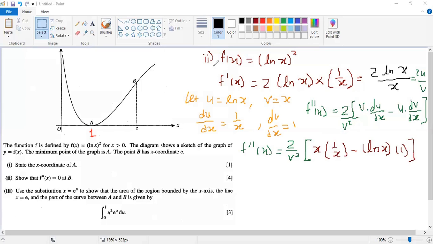Okay, so to show that this becomes 0 at B, let's just put this as 0 and then we try to solve it. It's obvious that the denominator cannot be 0 and it doesn't affect that. 2 over v squared is just a positive constant. So the bracket is what we need to make 0. So 1 minus ln x is 0, so ln x equals 1. So it goes back to x equals e to the power of 1, anti-log, which is x equals e. That is at B. At B, x equals e. So that's how we do that. Done.